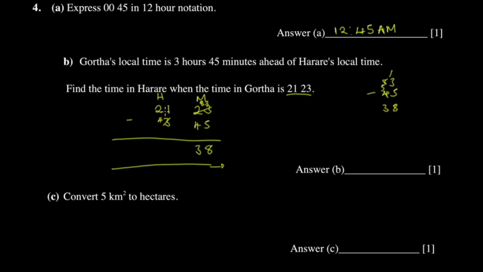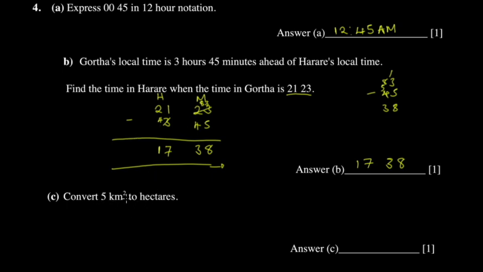Done. And then 21 minus 4, what do you get? You get 17. So the time in Harare would be 17:38. Harare is behind, so Kotha's time is ahead of Harare's time. So Harare is behind, and the time would be 17:38. Here we are working with base 60, as in 1 hour. So yeah, that's why we added 60.